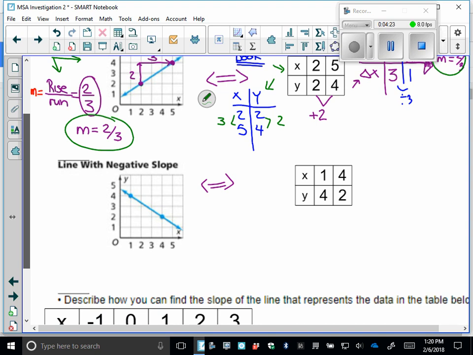Okay. I'm going to pause. So the question is, can your slope change? Well, for a line, there's just one slope.